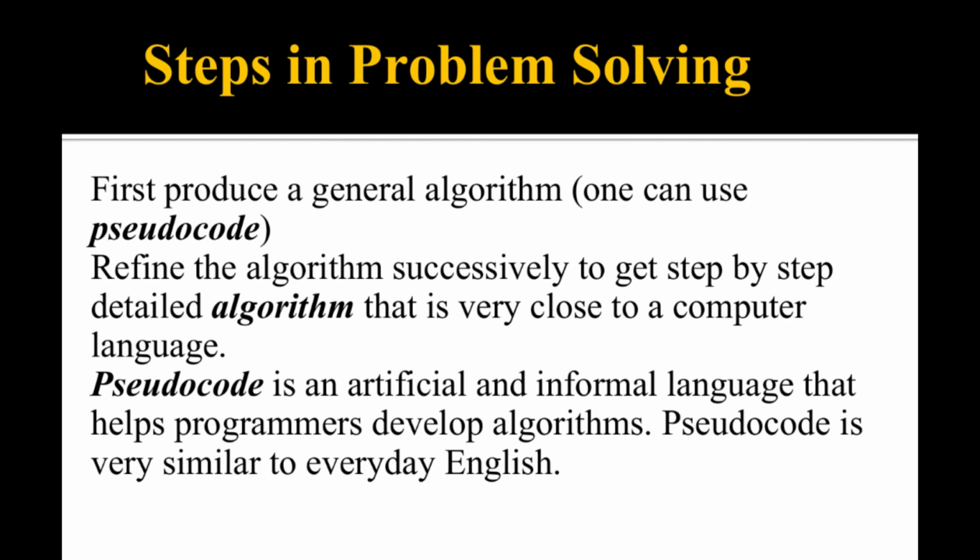Steps in problem solving. First, produce a general algorithm. One can use pseudocode. Define the algorithm successfully. You get a step-by-step detailed algorithm that is very close to a computer language. What is pseudocode? Pseudocode is an artificial and informal language that helps programmers develop algorithms. It is very similar to everyday English. It is like a blueprint for your program.